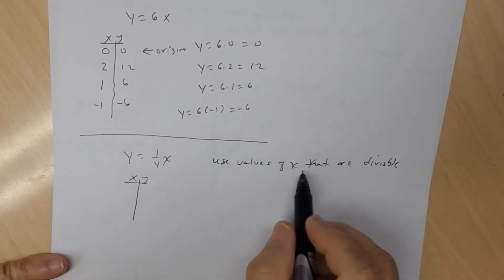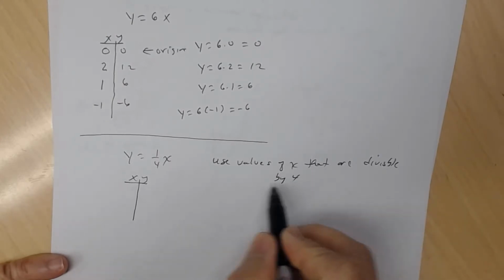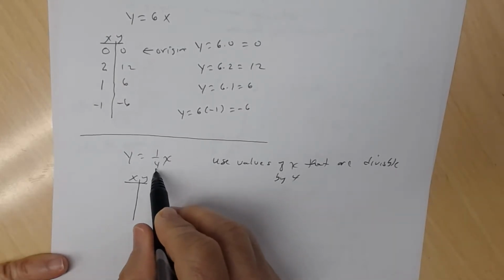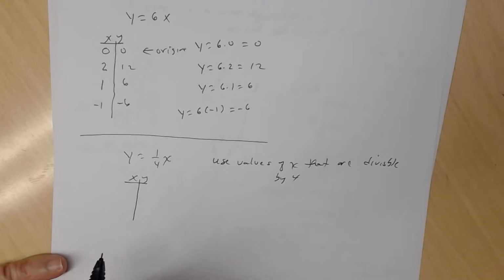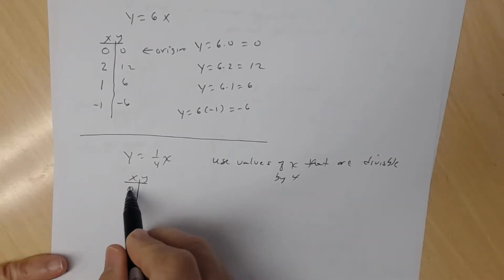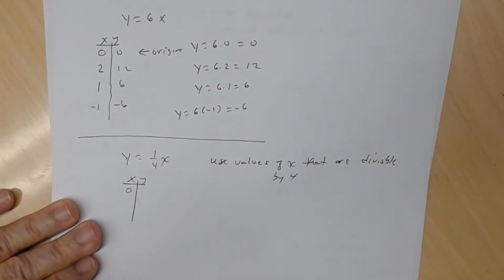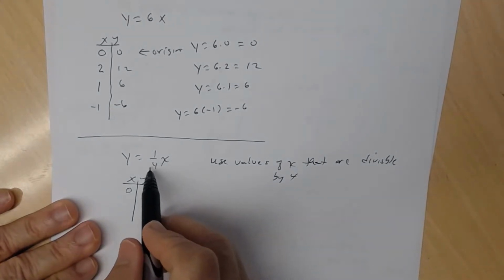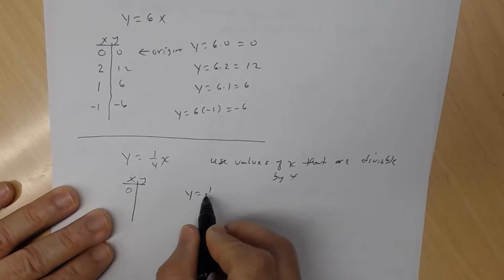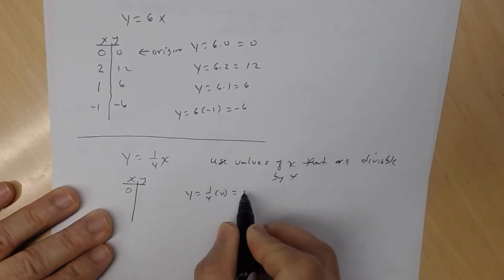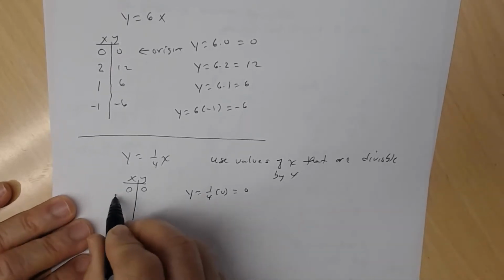So we're going to use values of x that are divisible by 4, whatever this denominator is. So if that was a 6, you'd use 6. If that was a 3, you would say divisible by 3. Now, 0 is divisible by every non-zero number. So regardless of what this denominator is, use 0, because notice what happens. I get y equals 1/4 times 0, and 1/4 times 0 is 0. So I get the origin here.